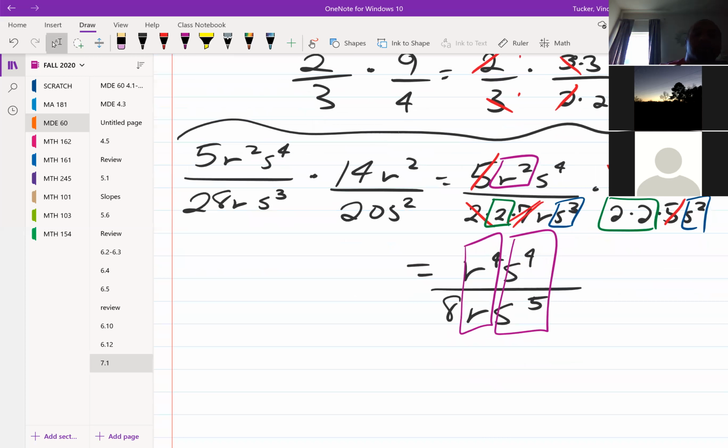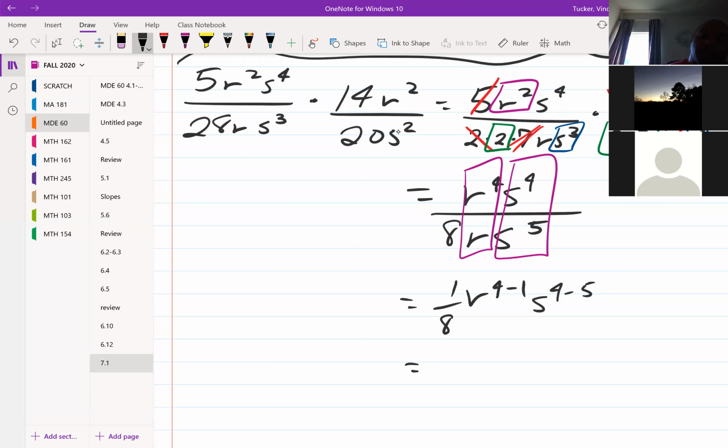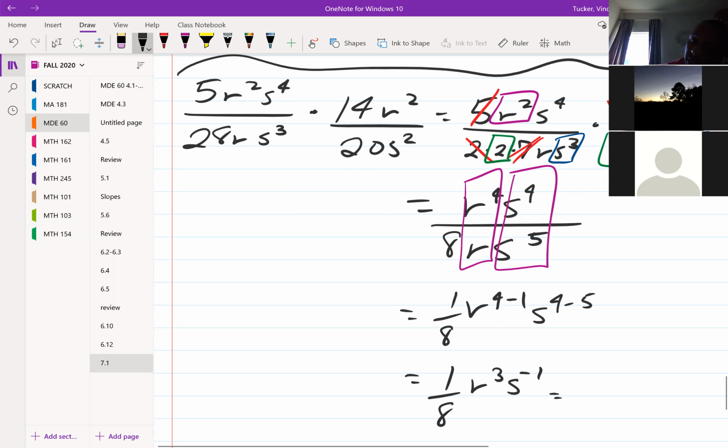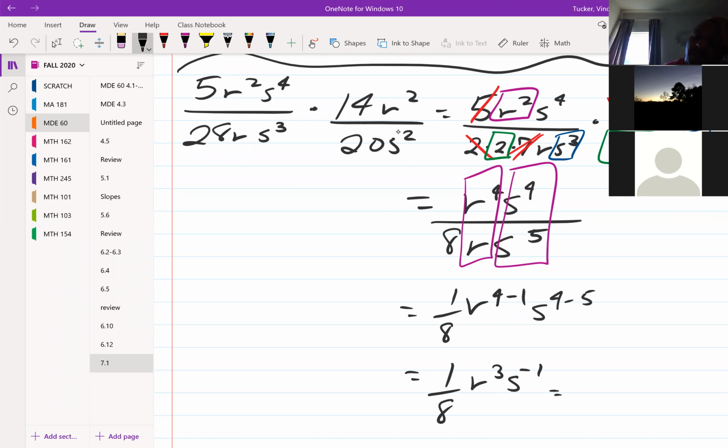And when they come out negative, what do we do? Drop it down bottom. So we have this 1/8 that we have, and then r is going to be 4 minus 1 for your exponent. S will be 4 minus 5. So like you said, one of them should be negative. So it's going to be r cubed, and then s to the negative first power. So whatever's positive will go up top, whatever's negative will go down bottom with that 8. So that would be r cubed and then 8s.